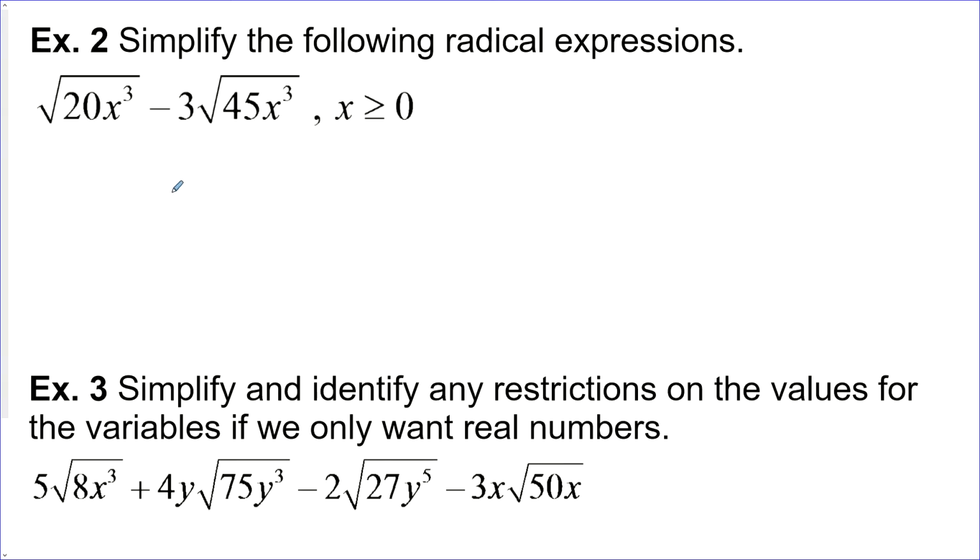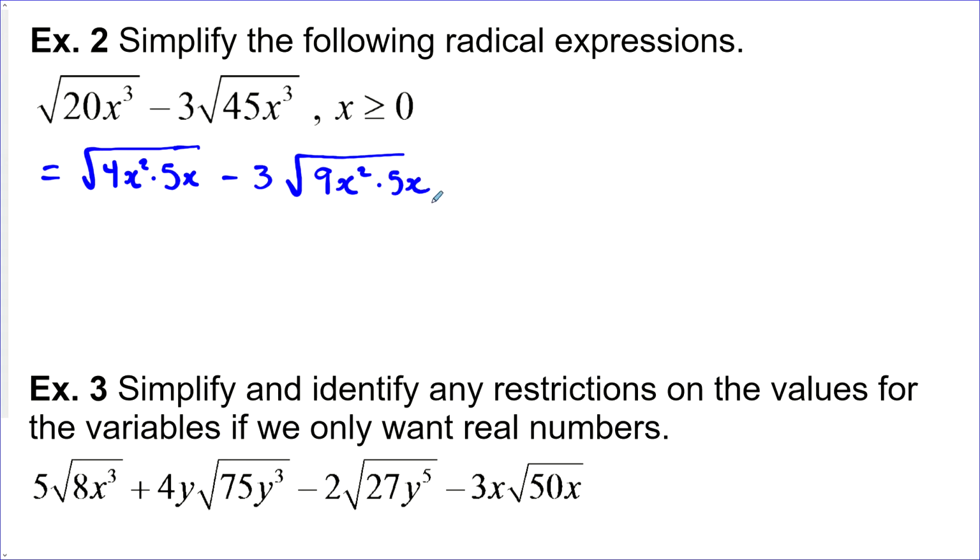Example 2, we want to simplify this radical expression. It's got a variable in it, so we'll have to deal with that, but we deal with it the same way. So we're looking for perfect squares, so 4 and x squared. And 4 times 5, and there was one more x here. So these guys are all perfect, and these guys are not, they will stay in there. Minus 3, 9 is perfect, x squared, and the 5 is not, and there's one more x.